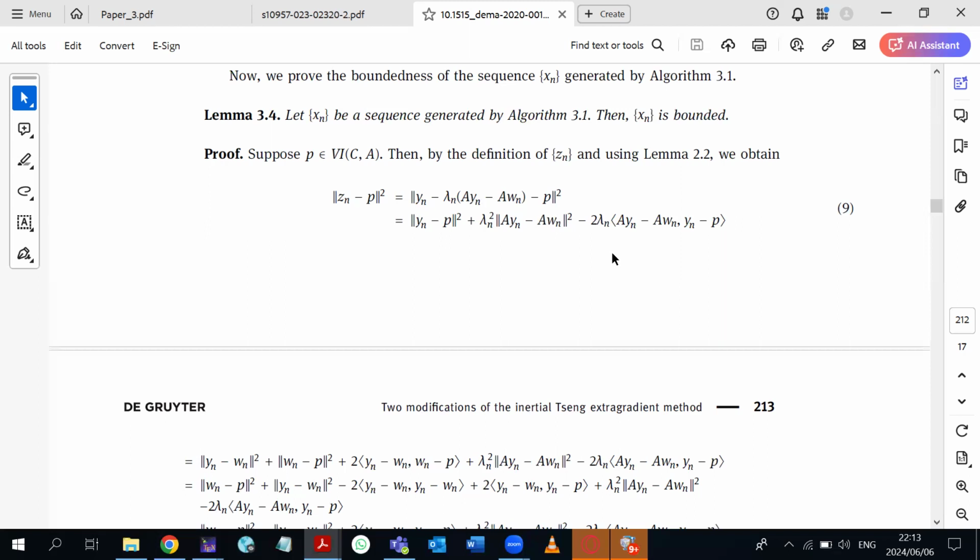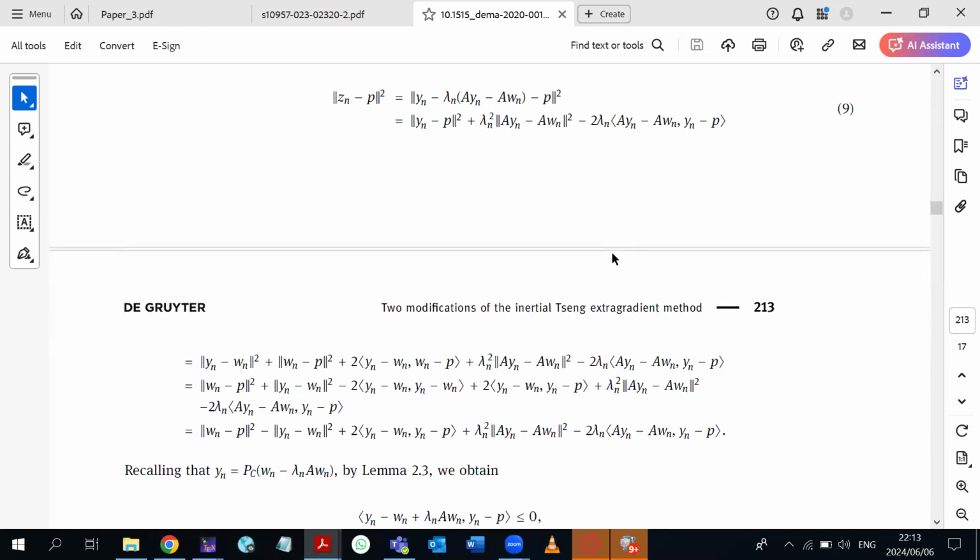If you go to the third line, that is the first listing on the second page, onto page 213, now count the number of expressions. The last equation came to the second page here. You are going to see that you have three expressions there: Yn minus P square plus lambda n square into norm of Ayn minus AWN square, then minus 2 lambda n into the inner product of Ayn minus AWN, comma Yn minus P.